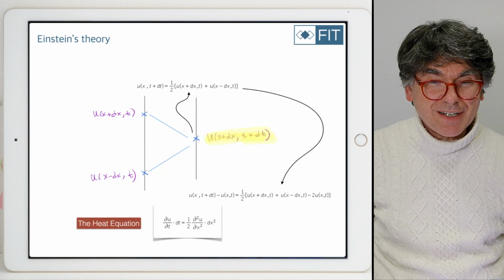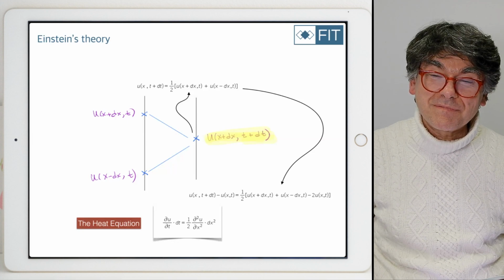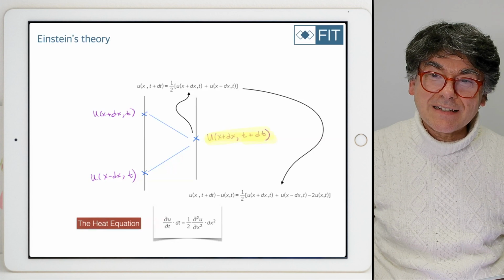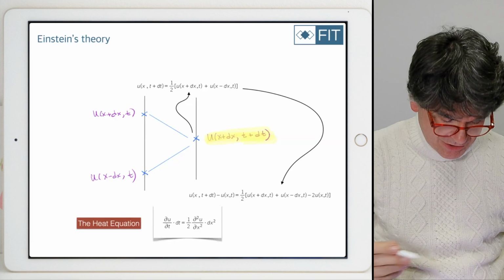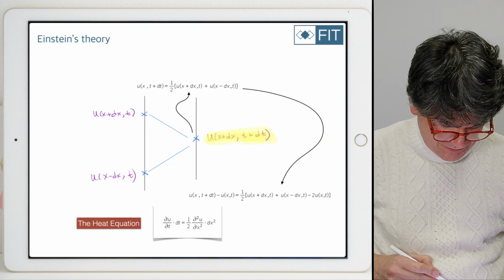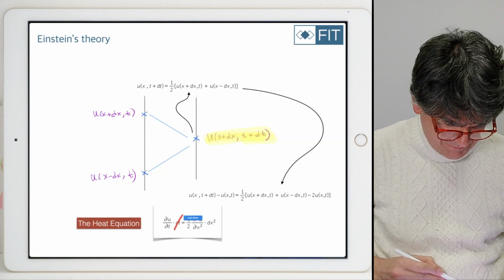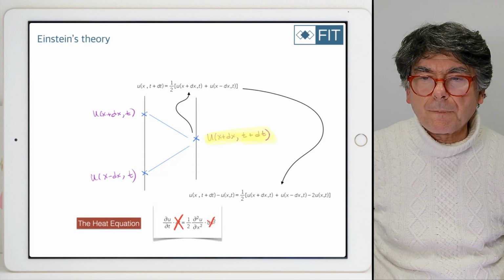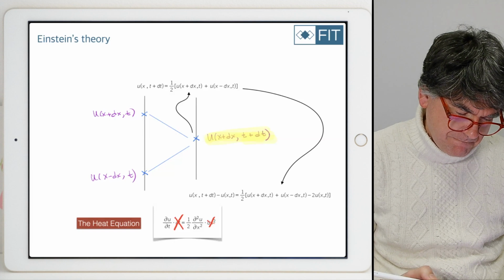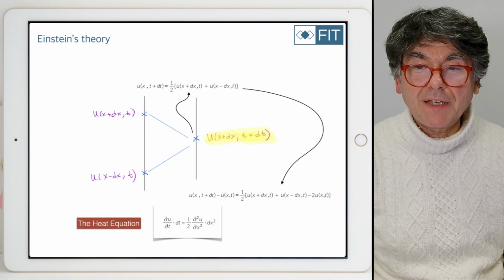But dx squared is like dt. Right? So the two kill each other, and you have the heat equation. See that? This is Einstein's paper in one picture.